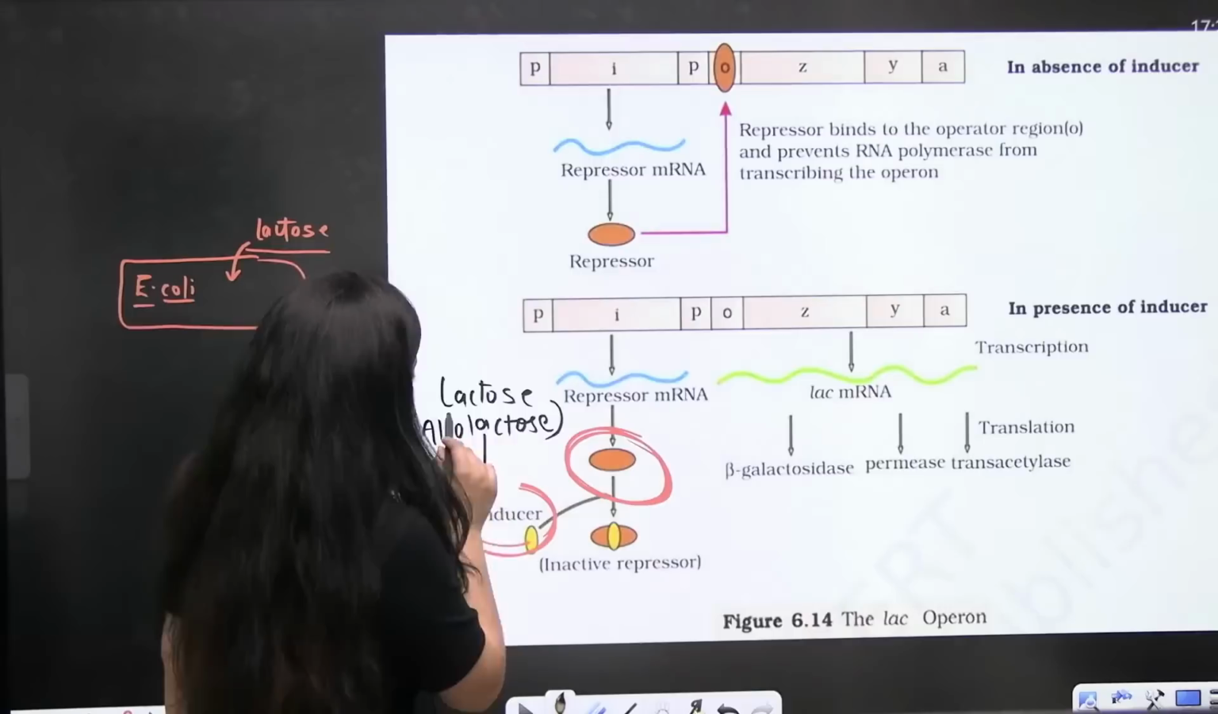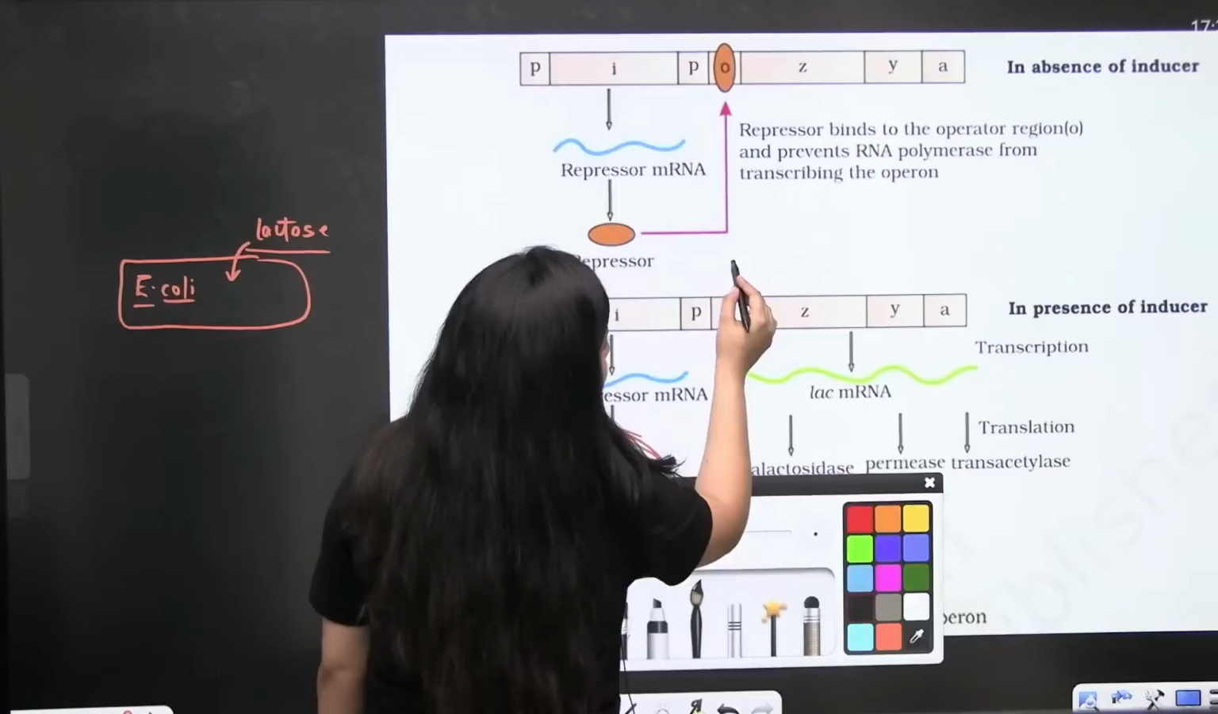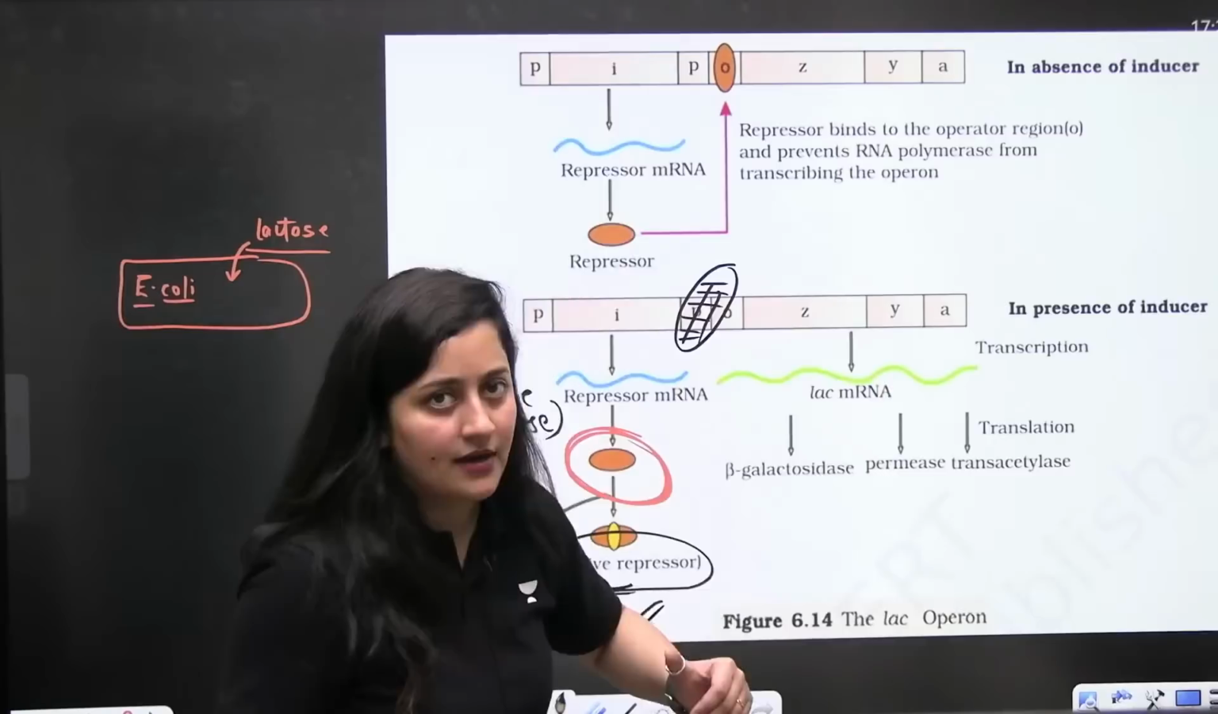Now, whenever this lactose enters inside the E. coli, it will bind to this receptor, the repressor. The repressor will become inactive. The site here will be free. So your RNA polymerase will come and bind to this promoter, right? And the transcription here will start, okay? Transcription and translation here will start.